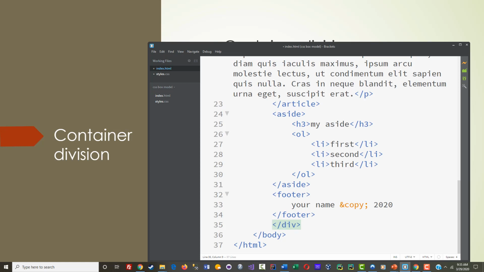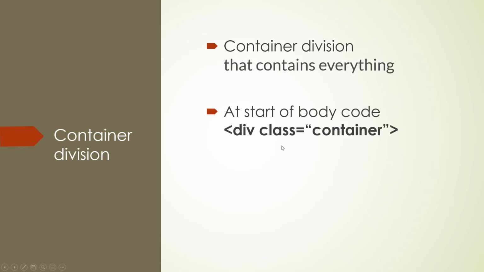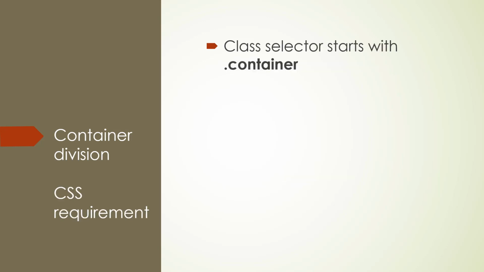So now we have a container division that has everything. We put this at the beginning and that at the end, so now the container division contains everything. Now what we want to do, and the purpose of all of this exercise, is to write a rule set for this particular class. So we want a class selector that starts with .container. Because we called it class container, this is going to be .container, okay?